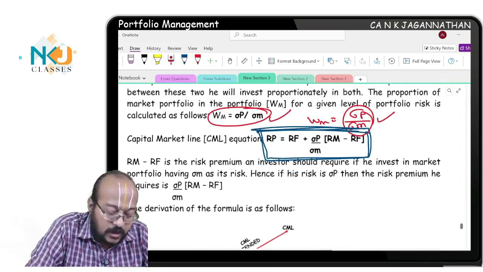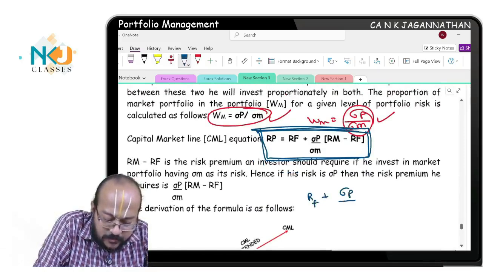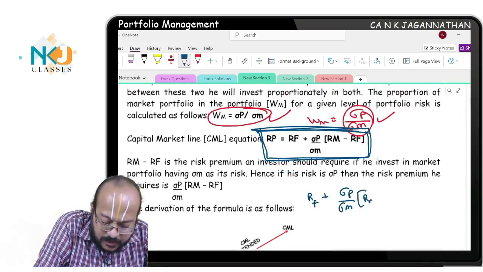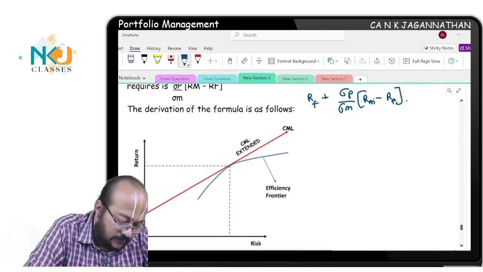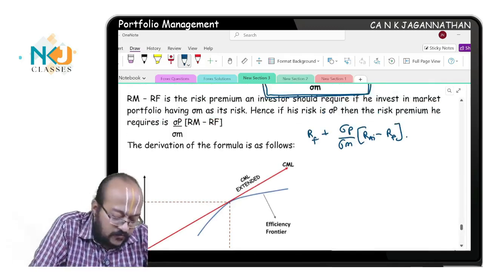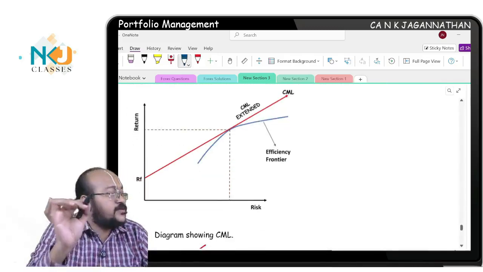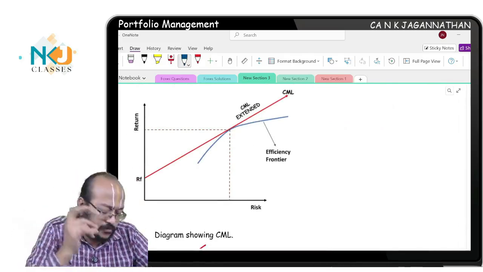This is nothing but RF plus sigma P by sigma M into RM minus RF. Sir, what is this all about? I'll tell you. It is very simple. The line, everything is the same in this diagram if you see. If I invest 100% in risk-free securities, the interpretation is very important. Two minutes, you just focus.